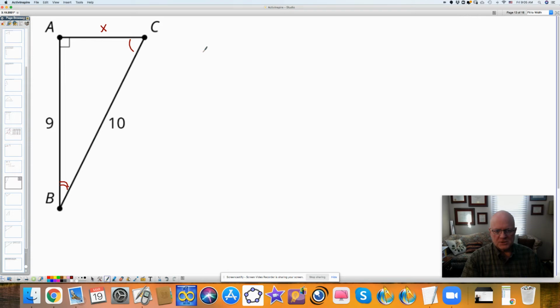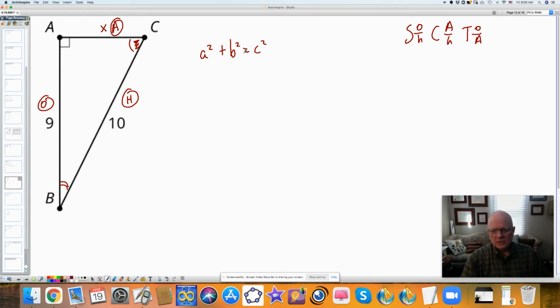One way to solve for x is to use the Pythagorean theorem. A squared plus b squared is equal to c squared. So the hypotenuse has to be over here. I could write SOHCAHTOA and label my sides. This is the hypotenuse. From reference angle C, this would be the opposite. This would be the adjacent. So the hypotenuse in a squared plus b squared equals c squared is always the c. This would be 10, so it's on this side of the equation.